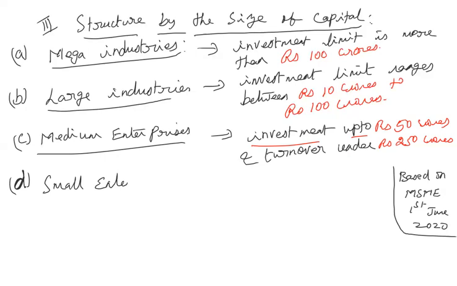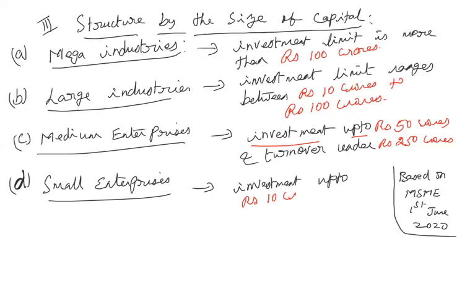Okay. Then after that, we have the small enterprises. So in this, investment up to rupees 10 crores and turnover up to rupees 50 crores. So they come under the category of small enterprises.